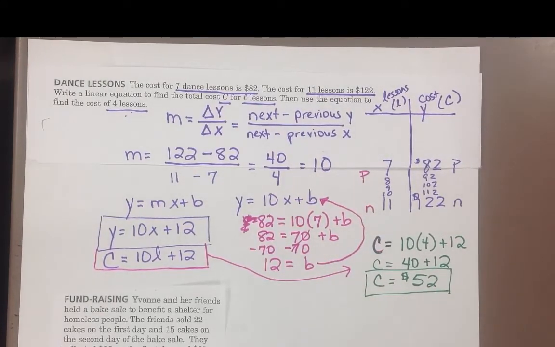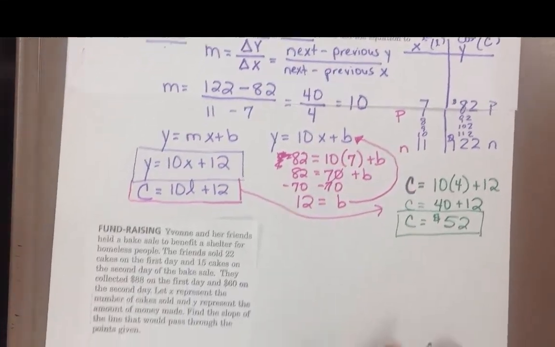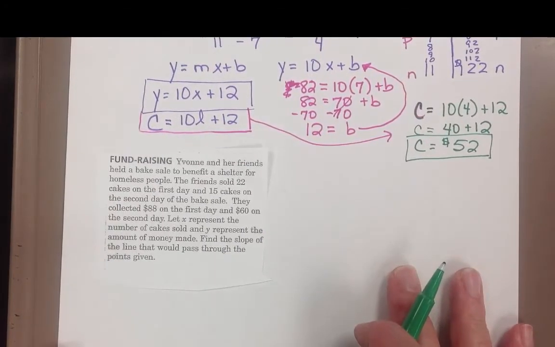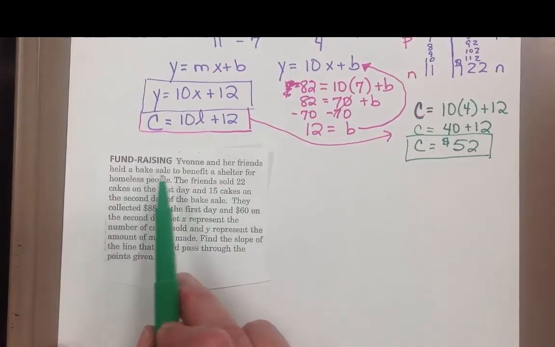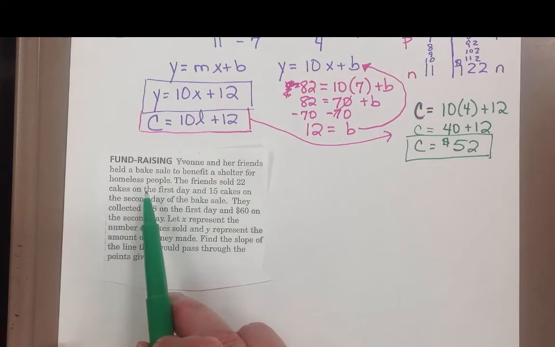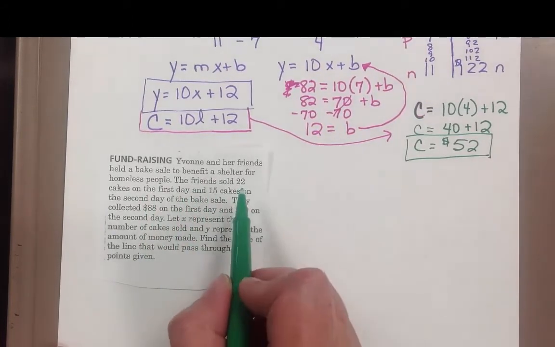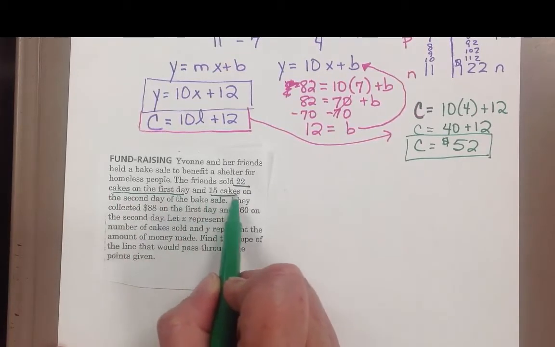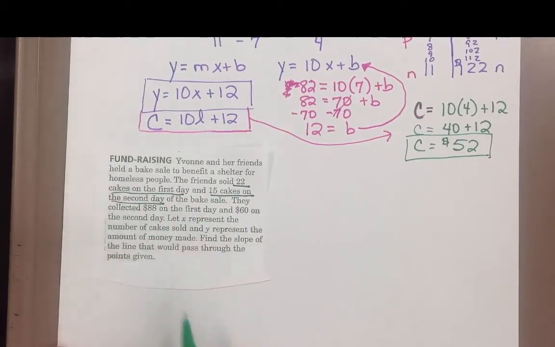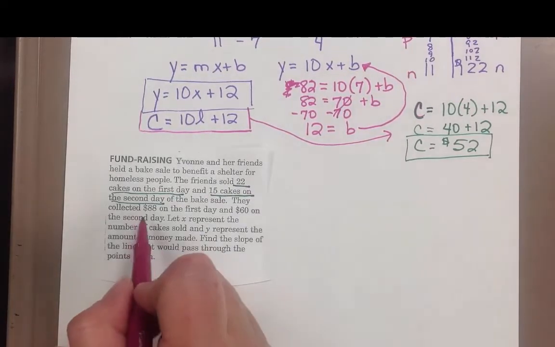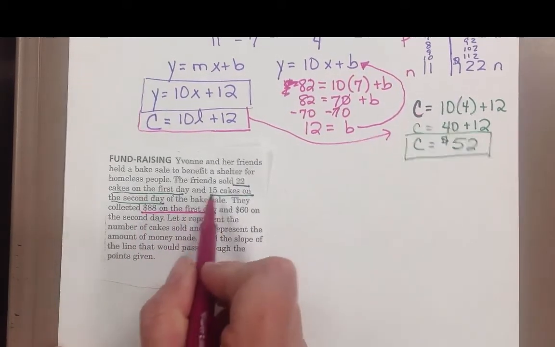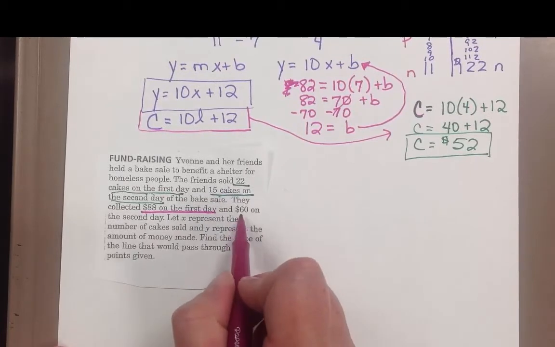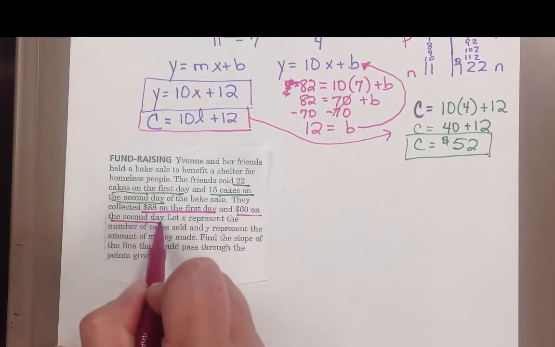Okay, one last problem very similar to the one we just did. We have fundraising. Yvonne and her friends held a bake sale to benefit a shelter for homeless people. The friends sold 22 cakes on the first day and 15 cakes on the second day at the bake sale. They collected $88 on the first day, so this goes with the 22 cakes, and $60 on the second day.